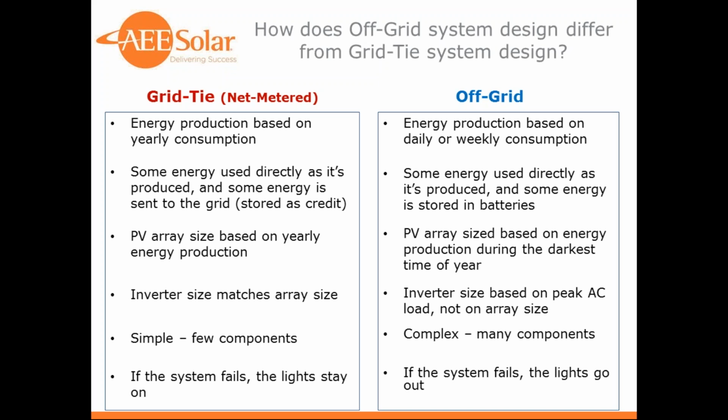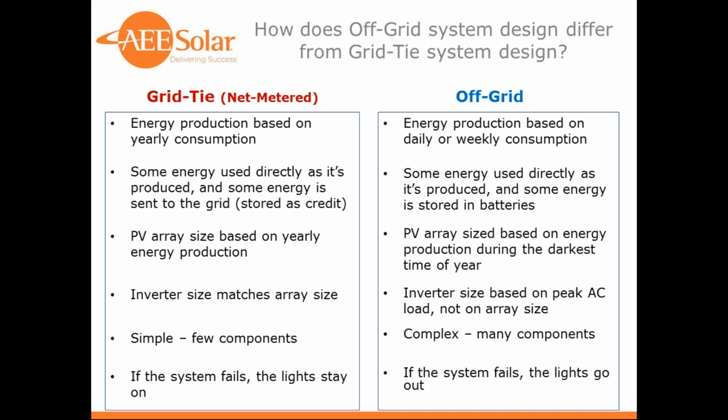In a grid-tie system, the inverter is sized to match the PV array. So if you have a 6 kilowatt PV array, you need a 6 kilowatt inverter. In an off-grid system, the inverter is only sized to run the peak AC load, not the array size. So you might have a 4 kilowatt inverter with a 2 kilowatt array, or a 4 kilowatt inverter with a 20 kilowatt array. It doesn't really matter. The inverter is sized to run the loads. The array is sized to produce the energy to run those loads over a period of time.